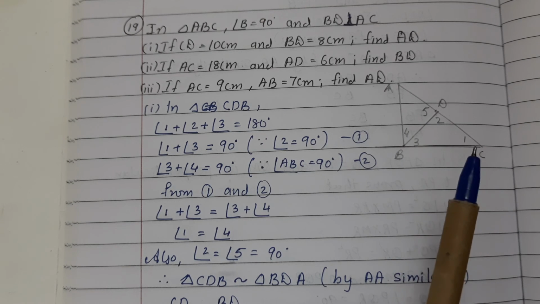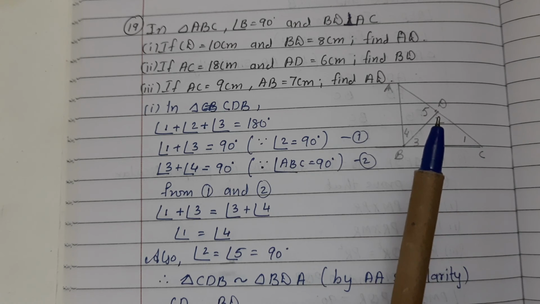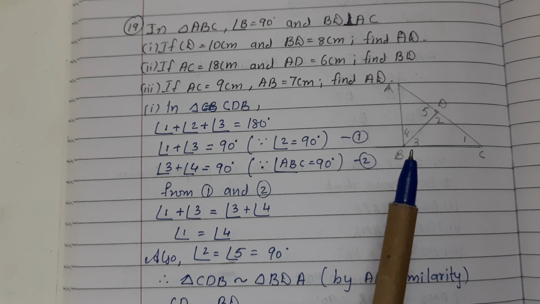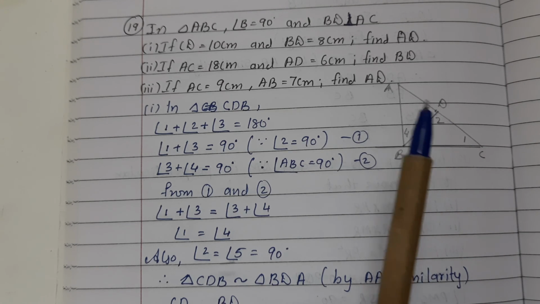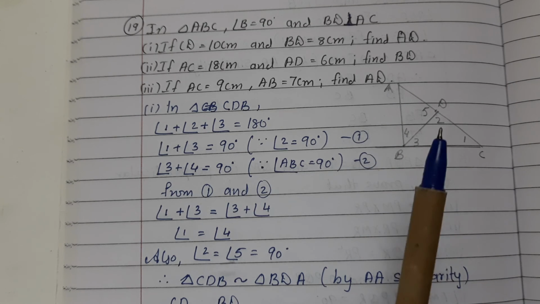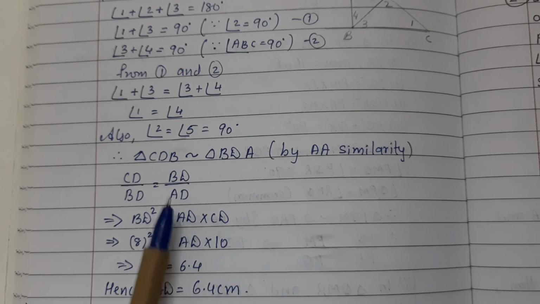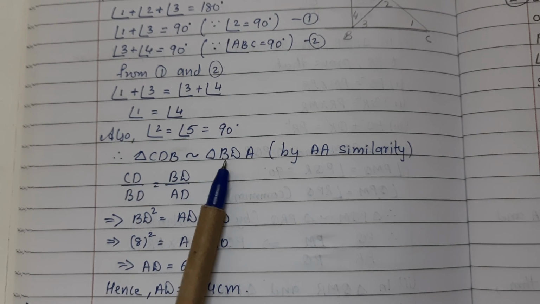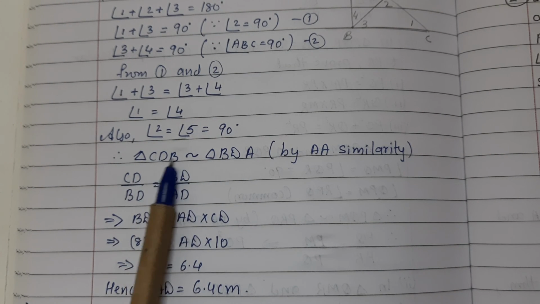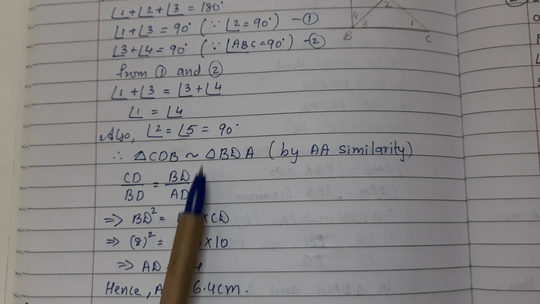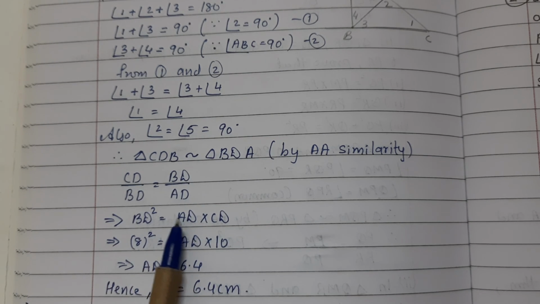Hence, triangle CDB is similar to BDA. Triangles are similar, so sides are proportional. Therefore, CD upon BD is equal to BD upon AD. BD square is equal to AD into CD. BD 8 square is equal to AD into 10. AD is equal to 6.4 centimeter.